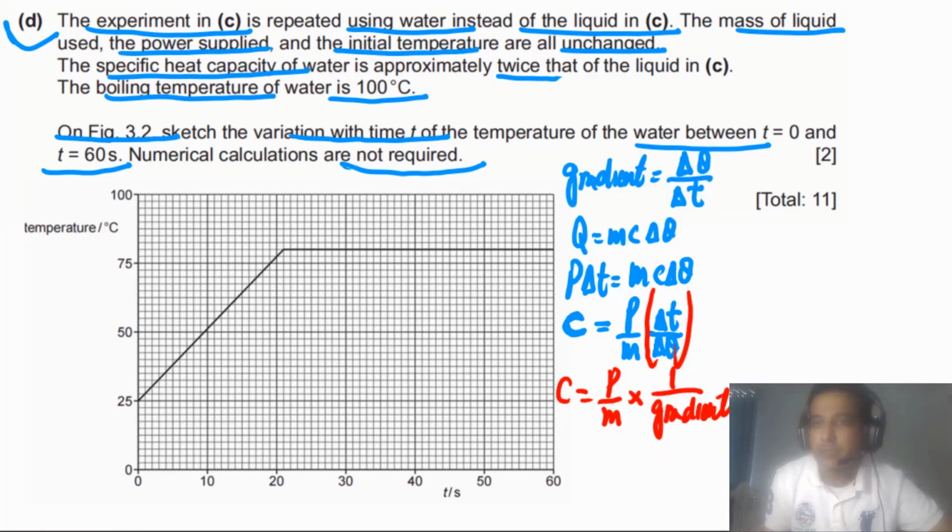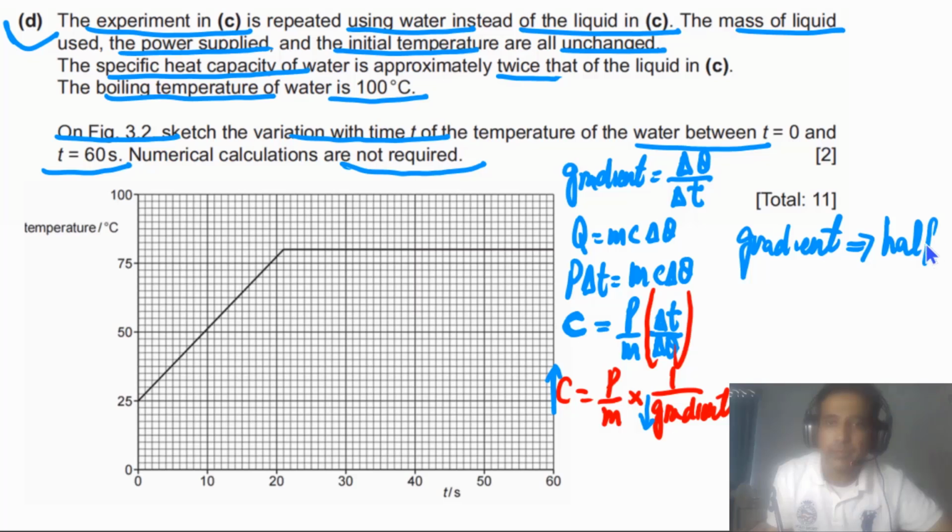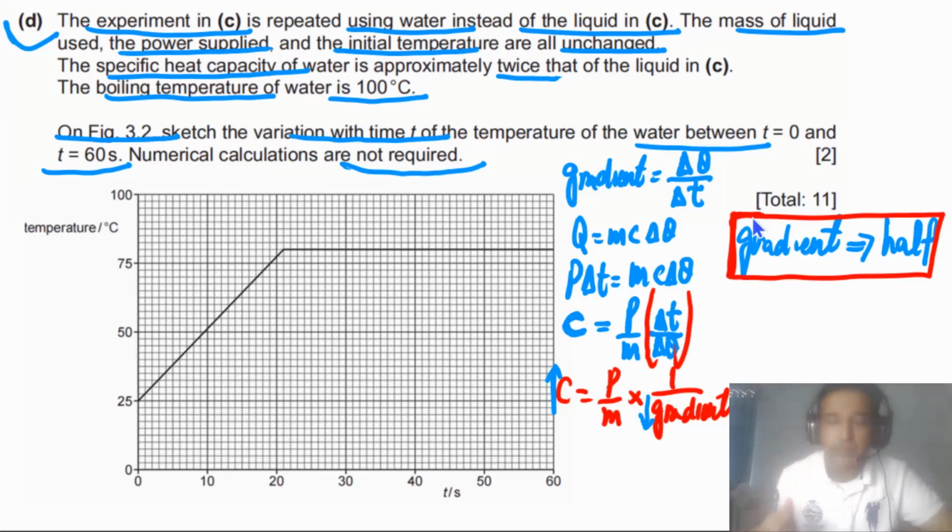For this question, it is given to us that c for water is double. If this is double, this one has to be half. So the gradient of the new line has to be half. So this is the main point, so let me circle this one. This is the main concept you need to sketch the line: the gradient has to be half.